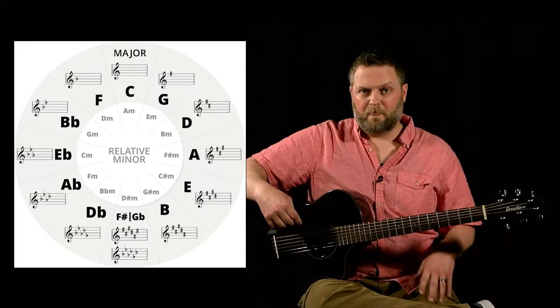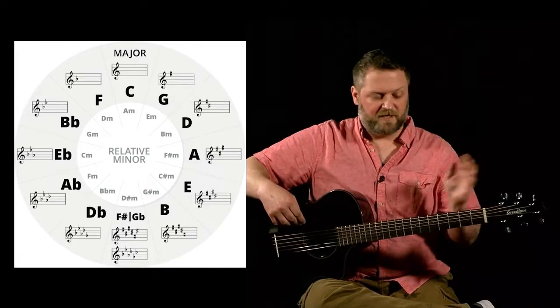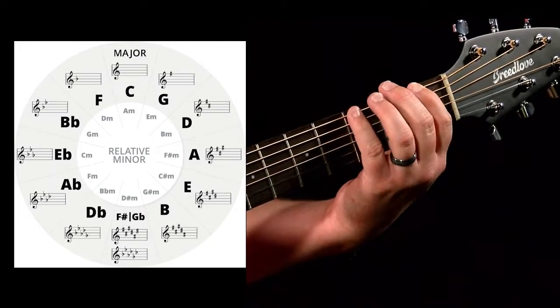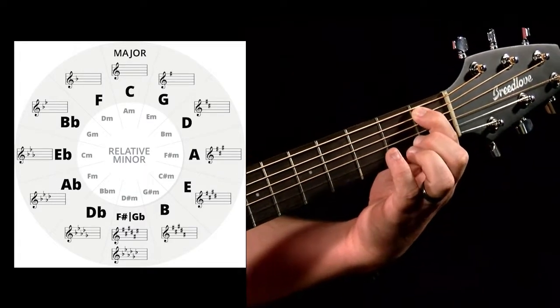So at that point, we start going through the flats. But to go through the flats, I'm actually going to go the other direction. We're going to start on F, and we're going to go a fourth up from F, which brings us to B flat.